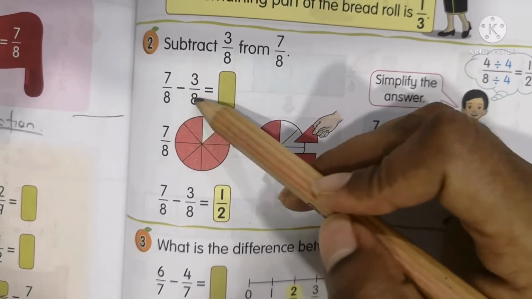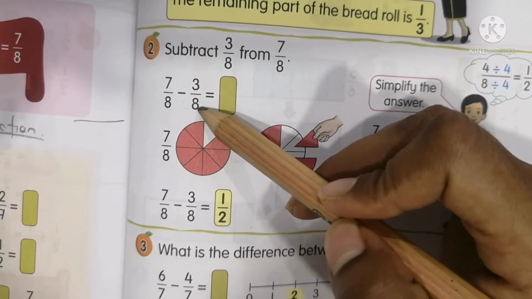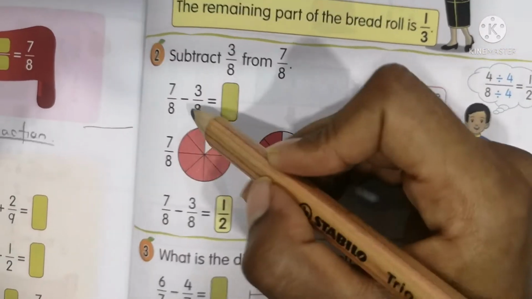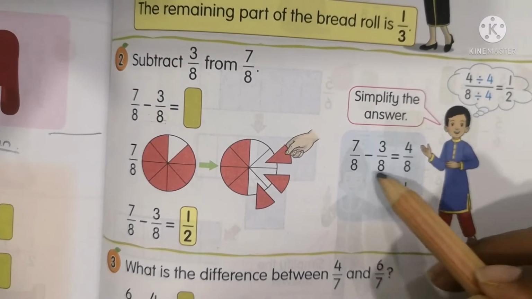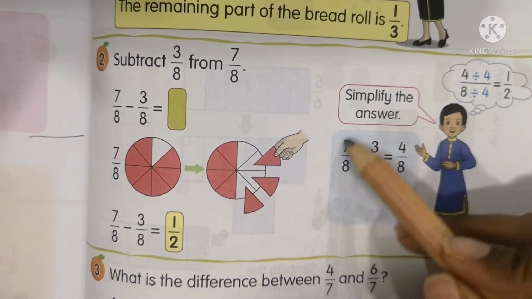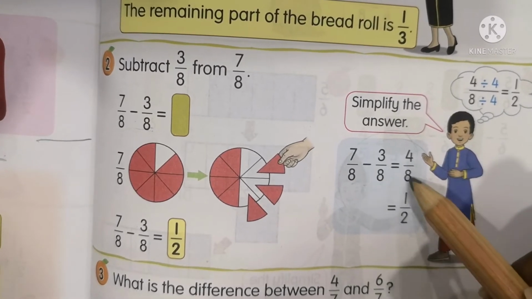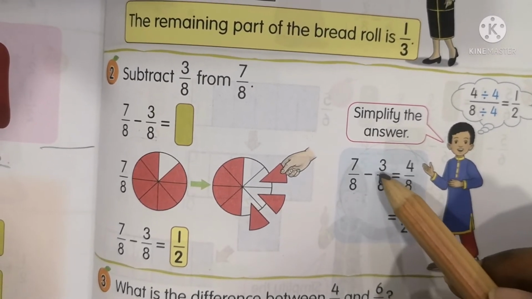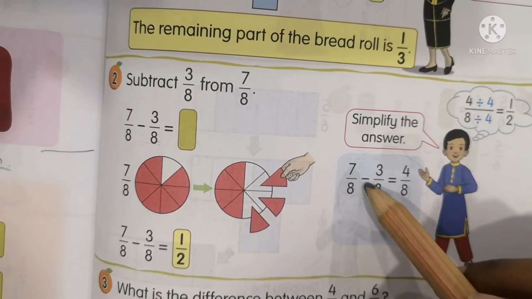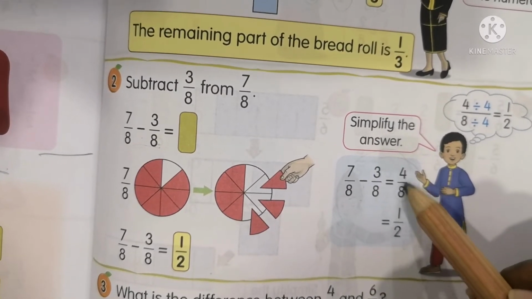The denominators are the same, so don't change anything. Just write down the denominator exactly like this. They give you the example here. The denominator, don't change anything, just write 8. But the numerator you have to minus. 7 minus 3, it will become 4.